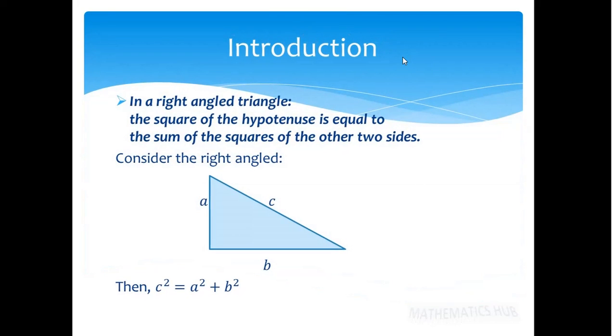This is a right-angled triangle in which C is the hypotenuse and A and B are the other two sides of the triangle. So the Pythagoras theorem says that the square of the hypotenuse is equal to the sum of the squares of the other two sides. Remember, the hypotenuse is the longest side of the triangle. In this case, C is representing the hypotenuse. So in summary, the theorem is saying C squared is equal to A squared plus B squared.